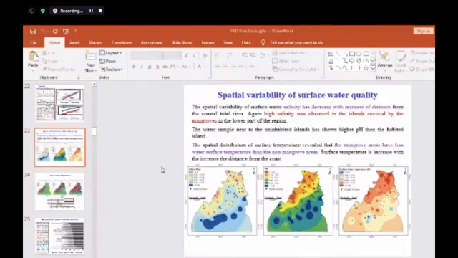Yes, it's visible. So this is the spatial distribution of surface water quality, again for Sundarban. The first image is for salinity, pH, and surface temperature.